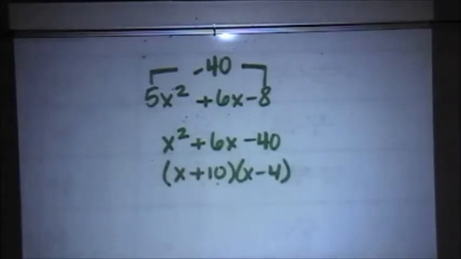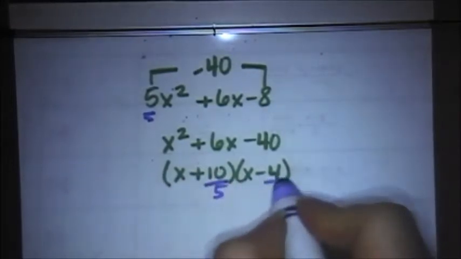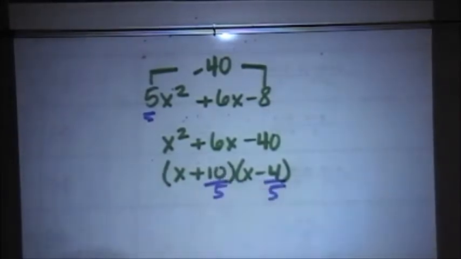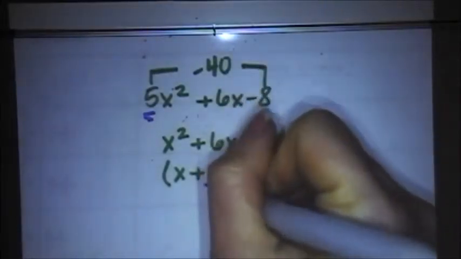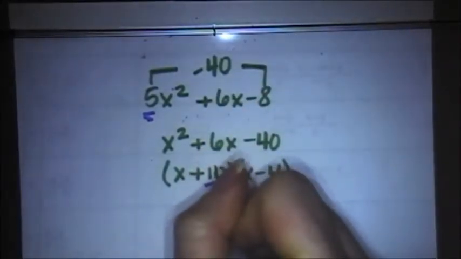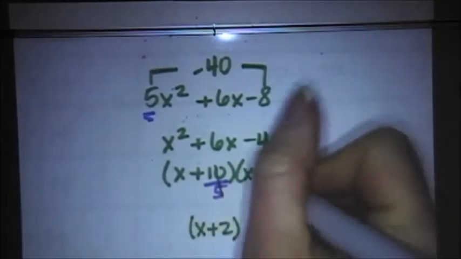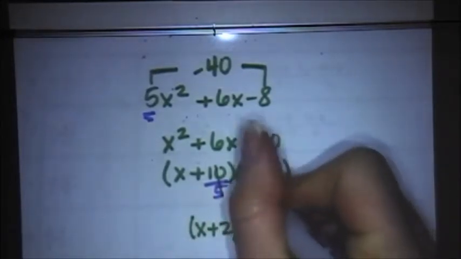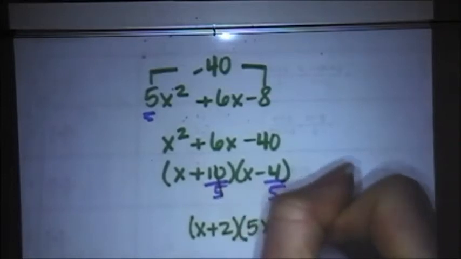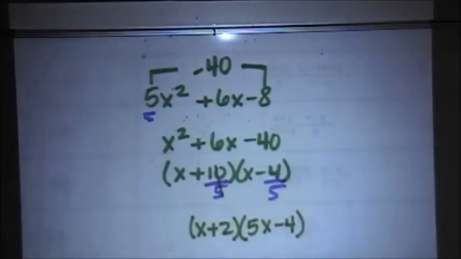Now, here's the step that you have to be cautious not to forget. This coefficient that I dropped has to come back as a denominator. Now I simplify if I can, and in this case I can simplify. This one simplifies to 2. And this one won't simplify, so I just move bottoms up. So I get 5x minus 4. So that's a review of the bottoms up method.